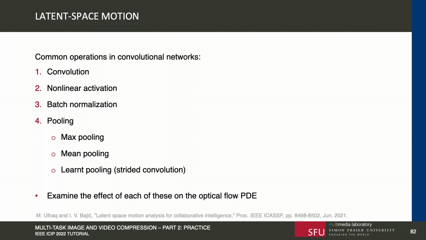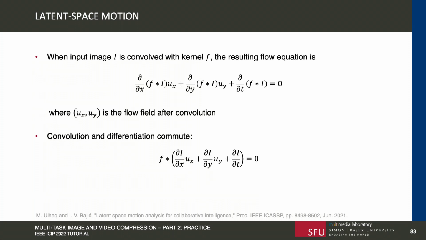To answer that question, we will try to examine what happens to the optical flow equation as it passes through the various processing operations that are commonly found in convolutional neural networks. Those will be operations like convolution, nonlinear activation, batch normalization, various forms of pooling. And we'll see what happens to the result of that operation and how it relates to the input partial differential equation. So let's start with convolutions.